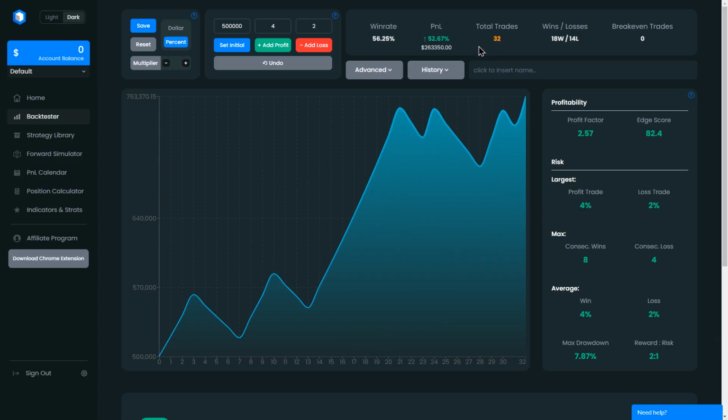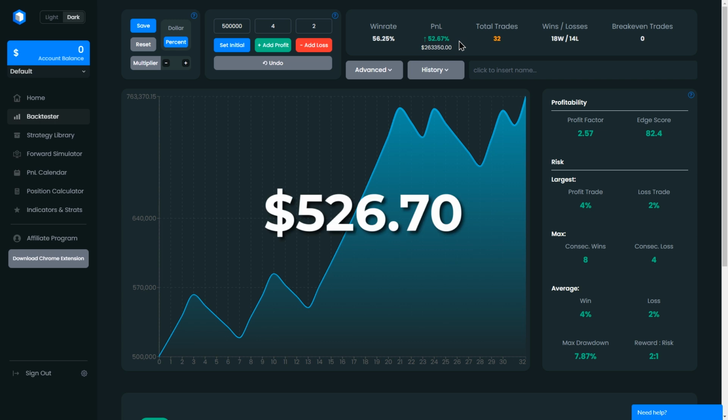After 32 trades, we see that the win rate of this strategy was 56%, which is decent, especially considering the 1-to-2 risk-to-reward ratio. It had a great profit factor of 2.57, 8 consecutive wins against 4 consecutive losses, and a maximum drawdown of 7.76%. The gain on the account was 52% over a backtesting period of 12 months. This basically means if you traded using $1,000, this is what you would have made.